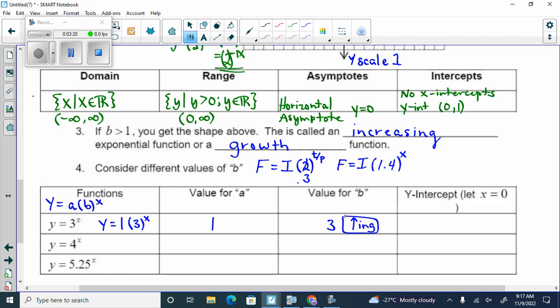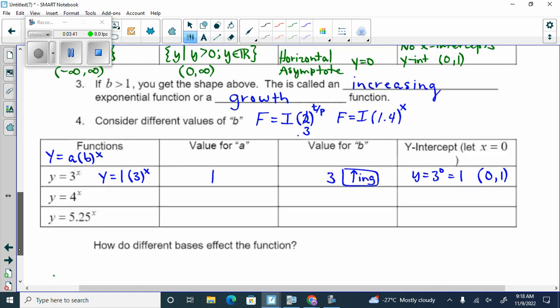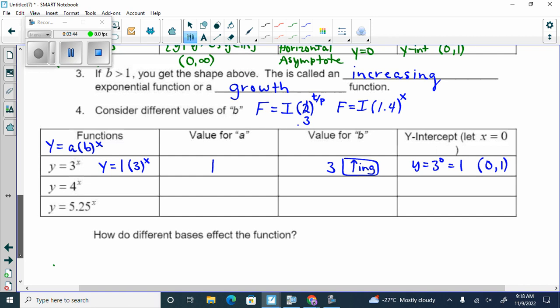Y-intercept. The moment you hear y-intercept, you just think x equals 0. Okay, well, let's do that. So we have y equals 3 to the 0. What is 3 to the 0? 1. So my y-intercept is at 0, 1. Remember that y-intercepts and x-intercepts are coordinates, not just a number. What's the y-intercept going to be for all of these? 1. Why? Because all of them are just one is the power of x without any translation.